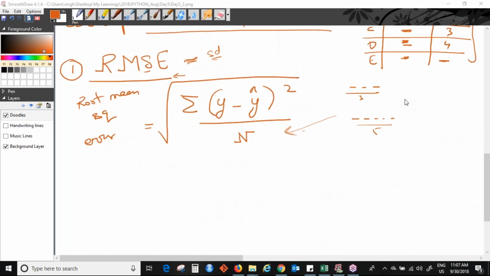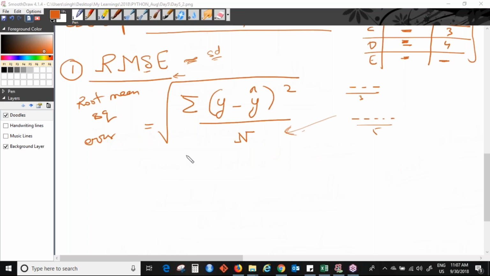But this does not depend on the value of n. If somebody has taken 1000 points and somebody else has taken 10,000 points, you can still compare because you have divided it by n. The person who has taken a smaller number of points will divide by a smaller number, and the person who has taken a larger number of points will divide by a larger number. So it is the average error. On an average, for each point, how much error is your model making? It is irrespective of the value of n.